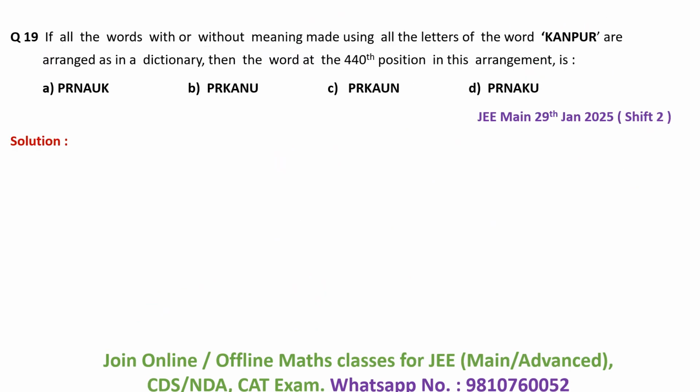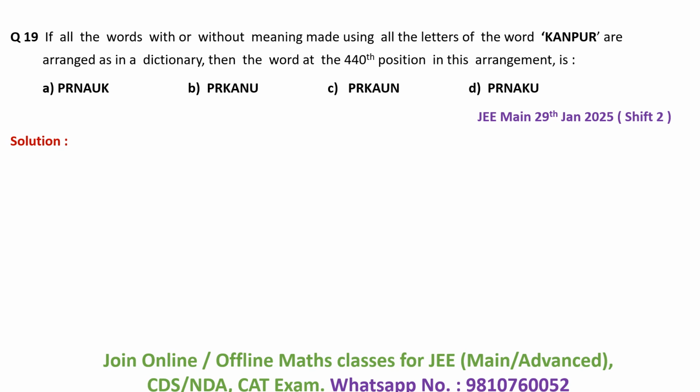Now students, this question is based on the topic of permutations and combinations. It says, if all the words with or without meaning made using all the letters of the word Kanpur are arranged as in a dictionary, then the word at the 440th position in this arrangement is.